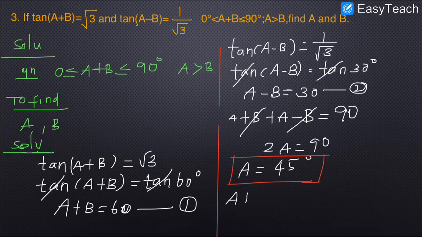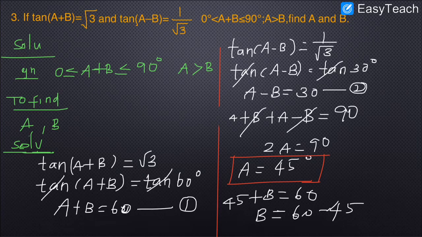Make sure the answer is in between the limit. So here a plus b means 45 plus 15 equals 60, right? So it is less than 90 degrees and greater than 0. And here also a must be greater than b. So a is 45, b is 15, so a is greater than b. So our answer is correct.